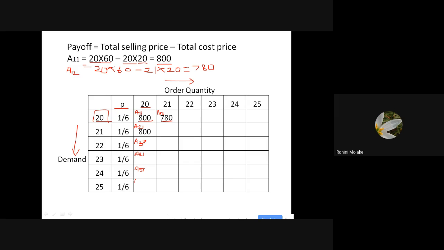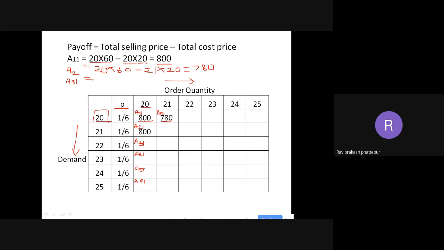760, sir. 920. I am asking A31, this one. Wait, I'll write it properly. Not this one. So 880. Okay, you were telling me 880. How come you are getting 880? Can you explain like this? A31.